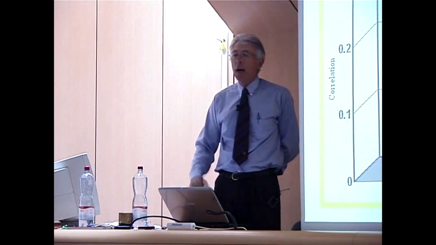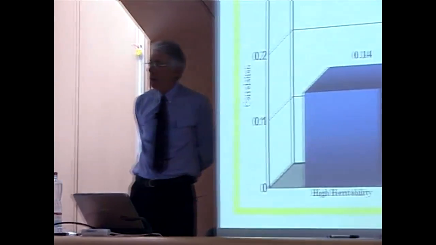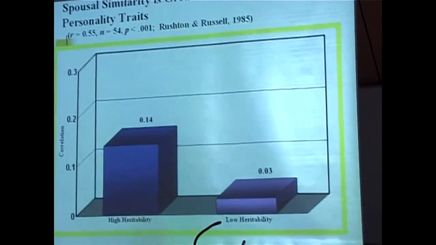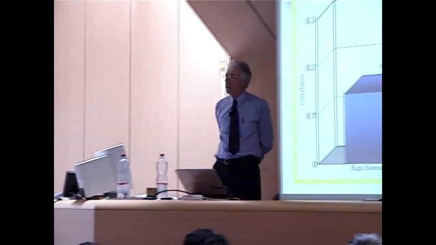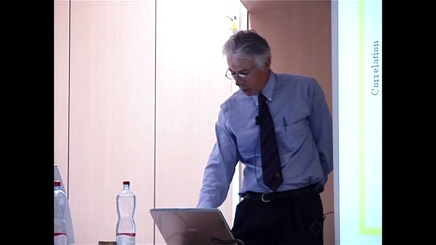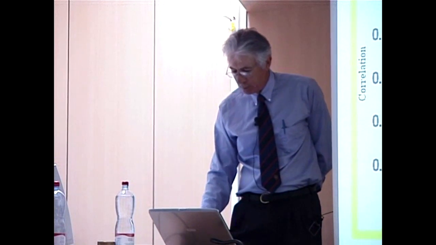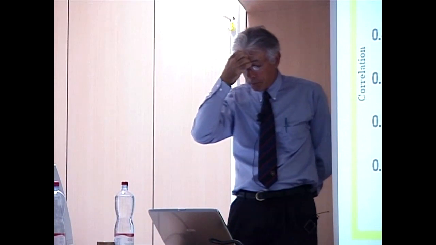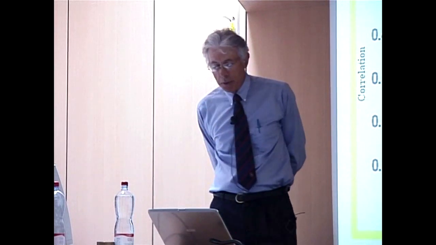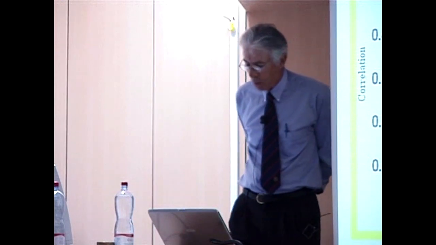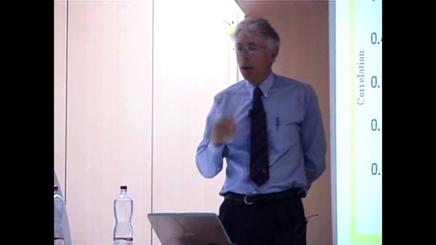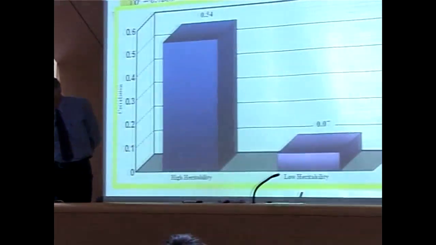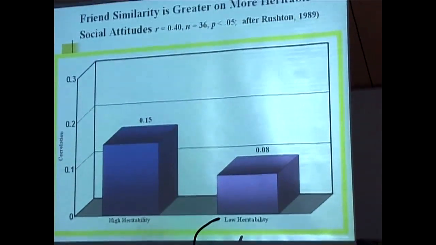And the same thing for spouses. When people get married, they tend to resemble each other. Notice these correlations are not that high, but they are significant. They're higher than the population average. Low heritability, very low, pretty much zero. When it comes to cognitive traits, even higher, 0.54 in this set of data, suggesting intelligence is probably pretty important for sorting people to getting mates.